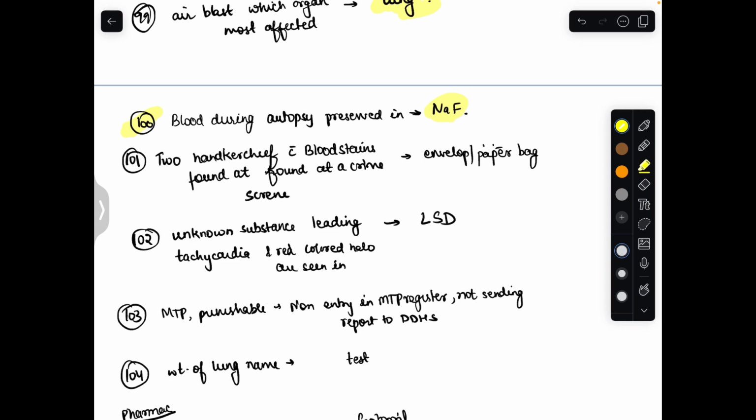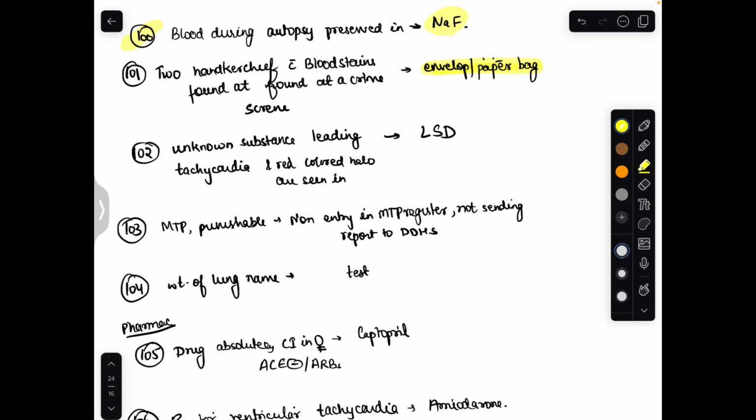But for me, right now, the correct answer is sodium fluoride. Okay. Two handkerchiefs with blood stains found at crime scene. So how can we preserve those blood stained handkerchiefs? For this, the teacher said that we have to put them in paper bags. That one is the correct answer.